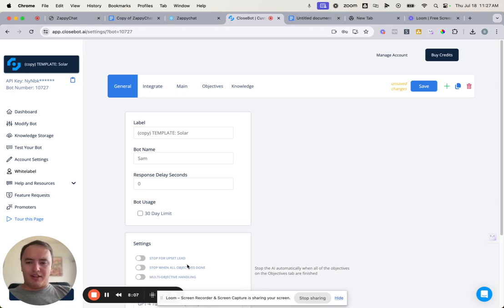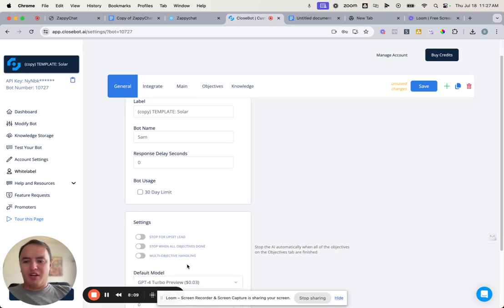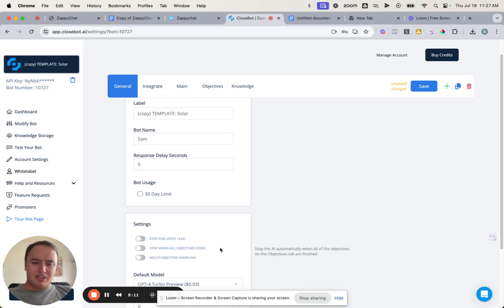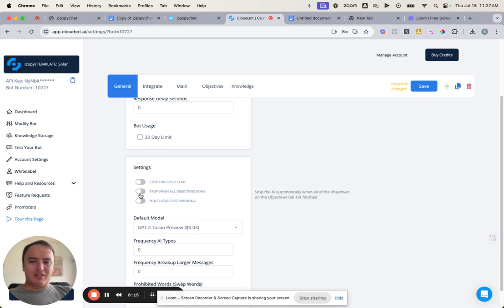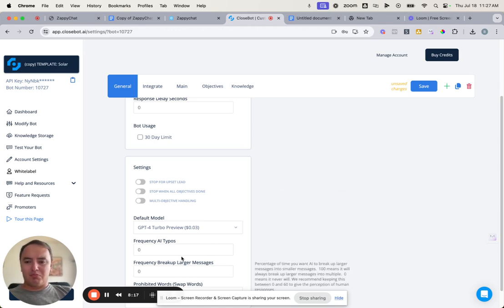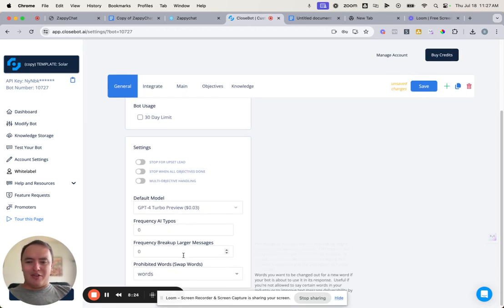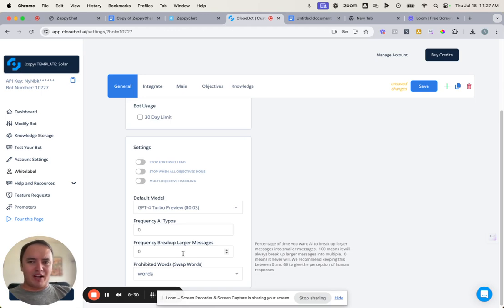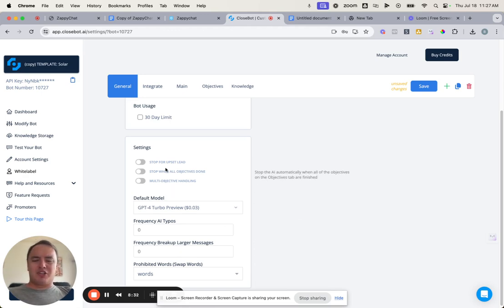It can also stop for an upset lead, so it'll turn off if the person's upset. There are all these different things that you can easily turn on. You can even make it have typos if you want, which is really great, and you can make it break up long messages, so it won't type up huge paragraphs the way that a lot of AI does. So in terms of capability, I just thought it was kind of blowing away ZappyChat.